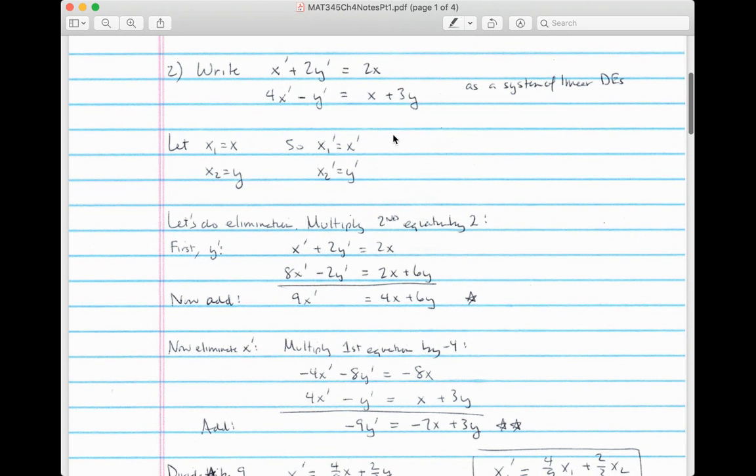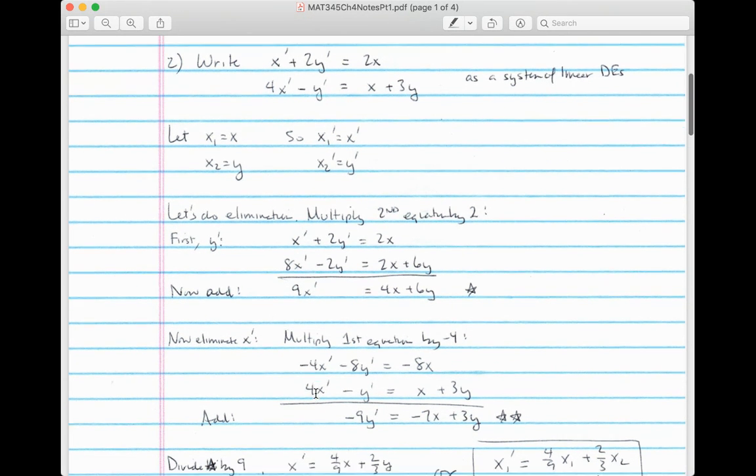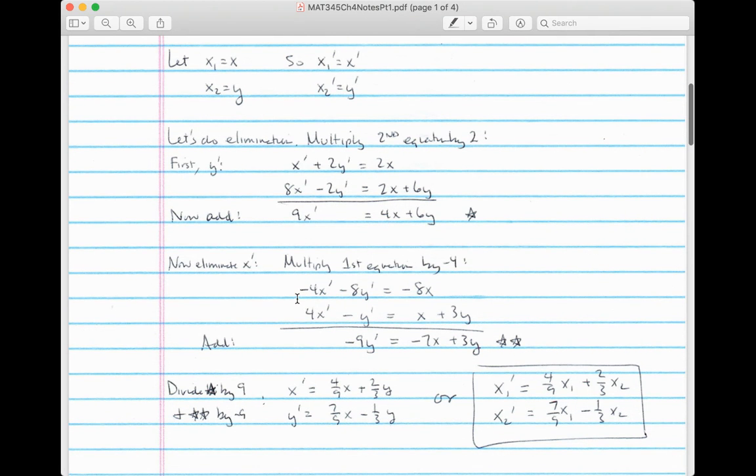Then I can multiply the first equation by -4 to eliminate x prime. And so I get, that's just taking the first equation multiplied by -4, just copy down the second equation over, then combine the two, and I get -9y prime equals -7x plus 3y.